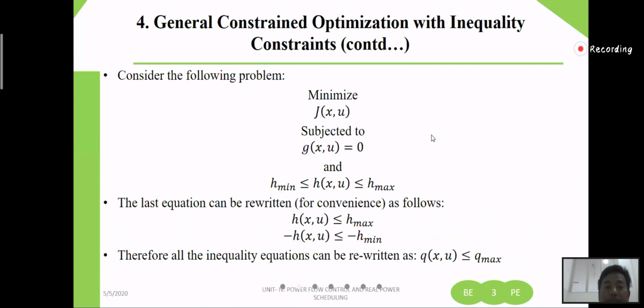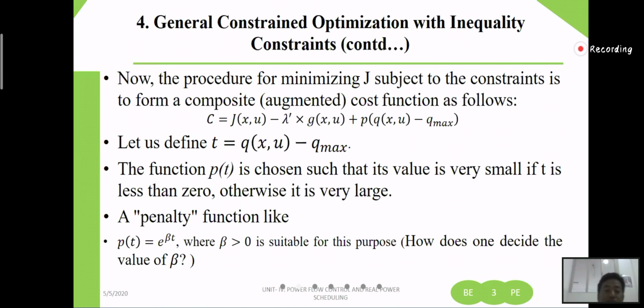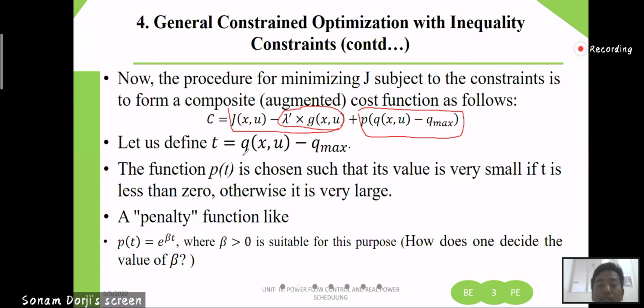Okay, so now the procedure for minimizing the J subject to the constraint is to form a composite or augmented cost function as follows. Here the extra thing is the inequality constraint. Earlier we solved the example only up to the equality constraint, but now we are considering inequality constraints. We have to define that inequality constraint, and then we have to find the function p of t such that it is very small.